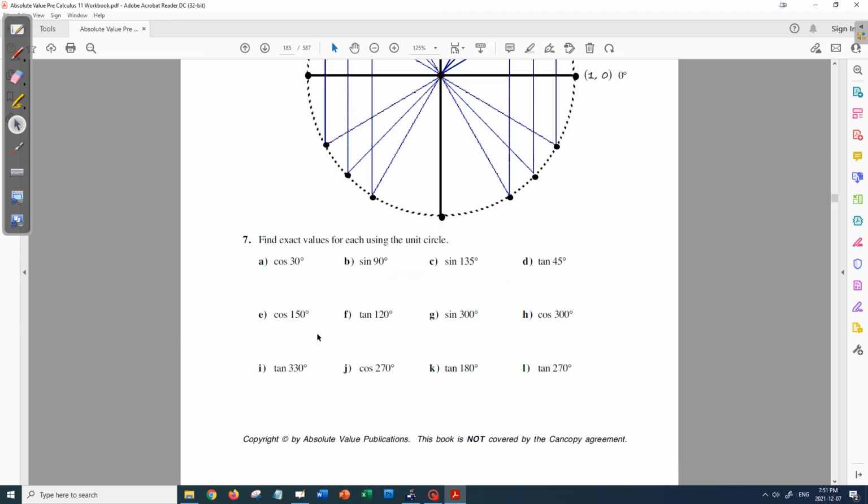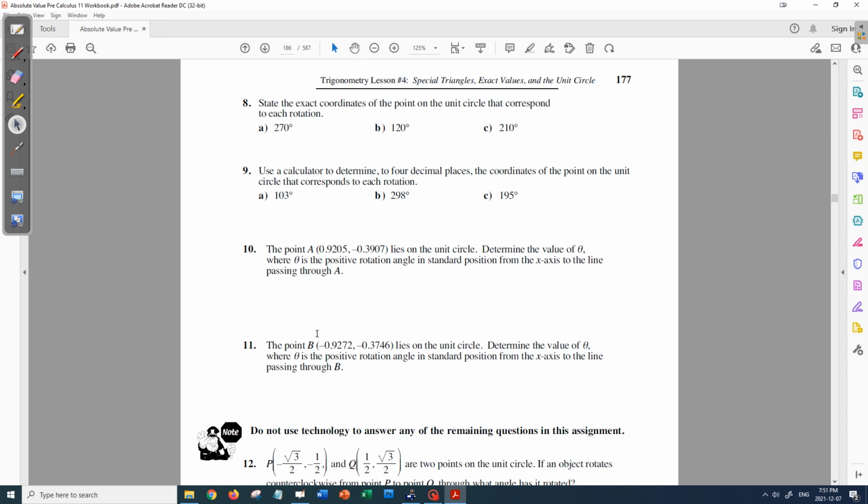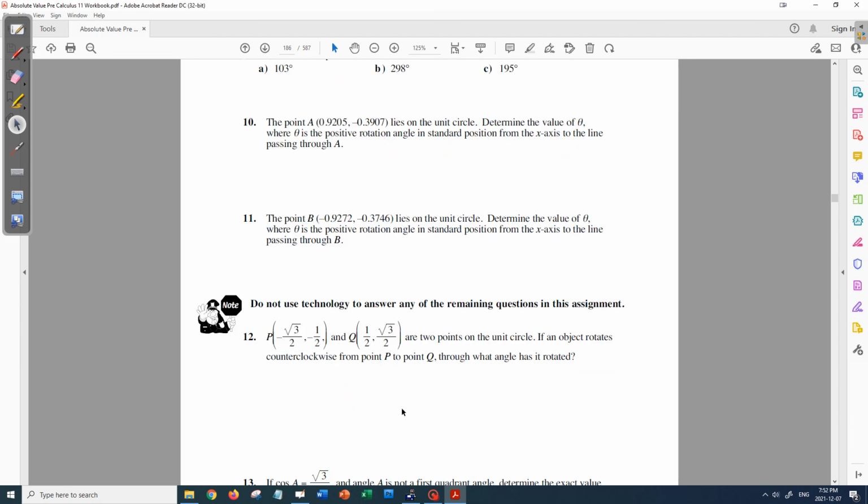Let's go down next page. That's just a unit circle. Don't do the unit circle. Nope. Oh, yeah. Exact coordinates. Nope. No. Yeah, you could do that one. I'll do it later. And then these ones are more challenging. That's about it there.